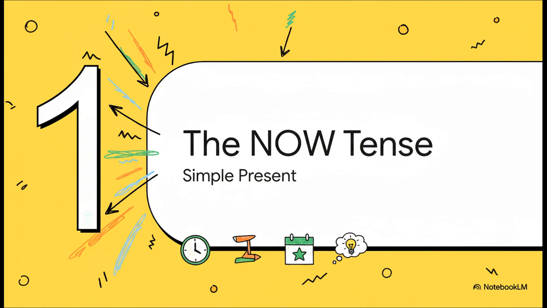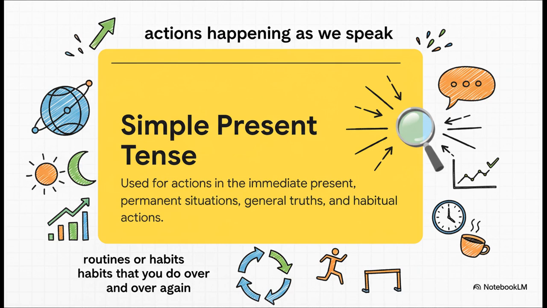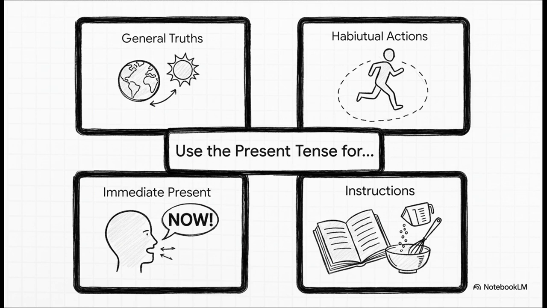Okay, first stop. Right here, right now. We're diving into the now tense, which you'll also hear called the simple present. This is all about things happening at this very moment or stuff that's just always true. So, the simple present is what we use for a few main things. Actions that are happening as we speak, facts that are, well, facts, and habits, the things you do all the time.